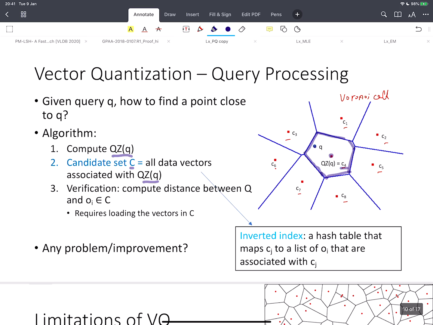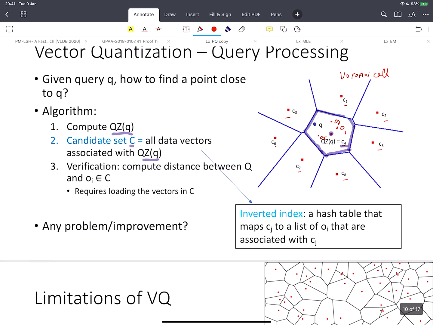Which is not shown here, but you can imagine that at indexing time, you might have O1, O7, and O5 all belonging to this cell. And finally, you do the verification in the sense that you load up, let's say O1, O7, and O5, the d-dimensional real vectors, calculate distance, and keep the minimum. So in order to find all the data vectors associated with a particular cell, you need a hash table or some kind of inverted index to map each and every code word to a list of objects that are associated with it.